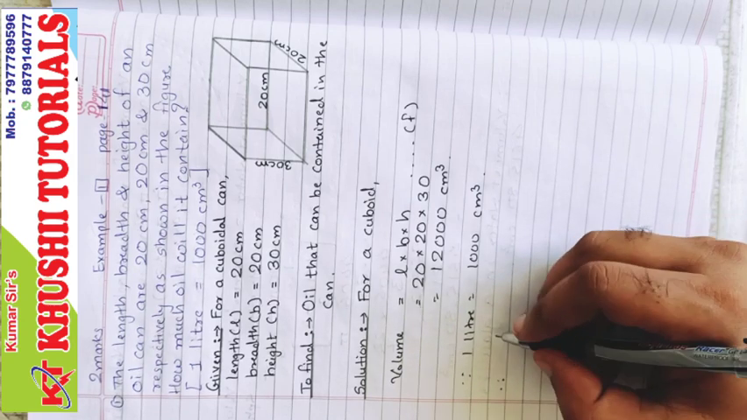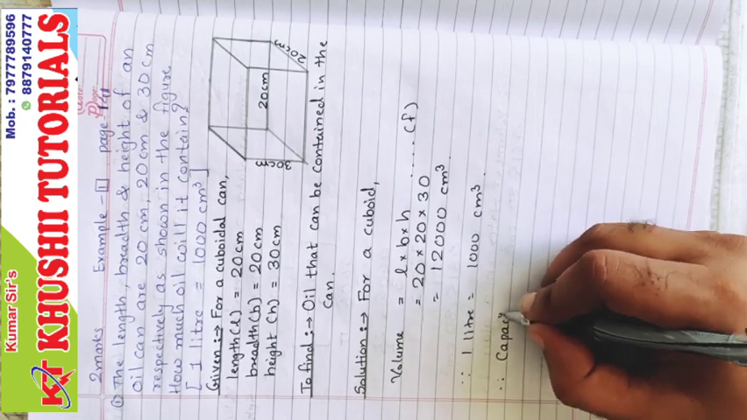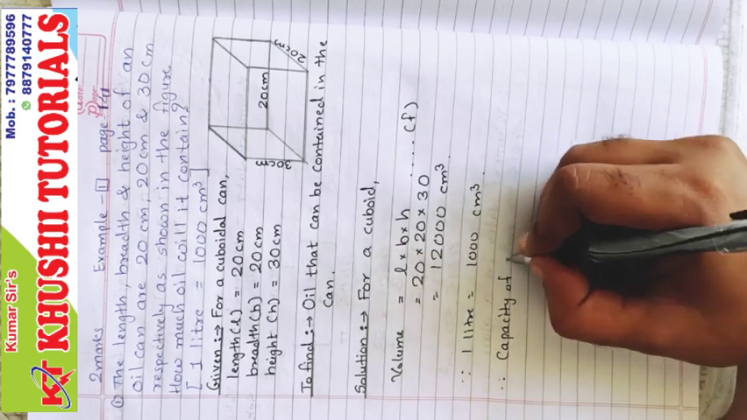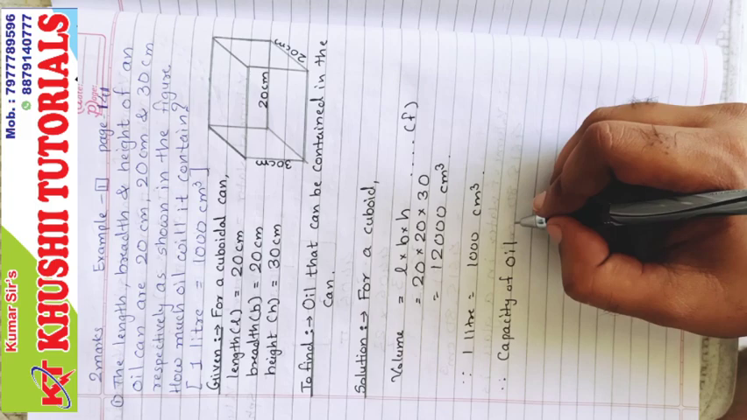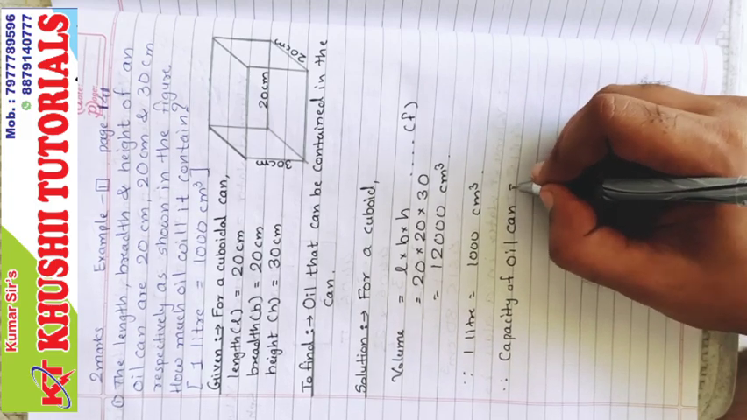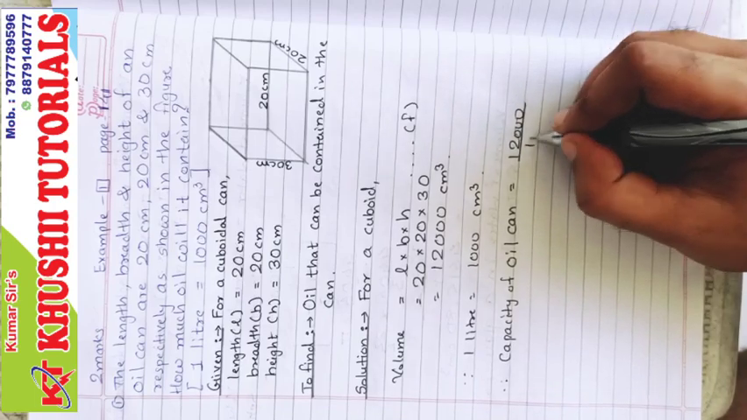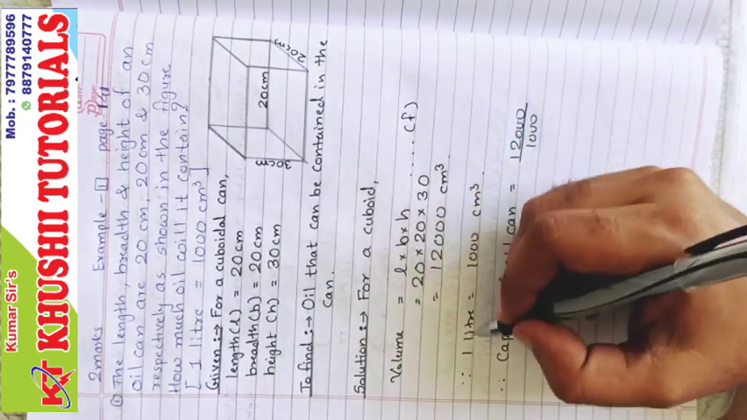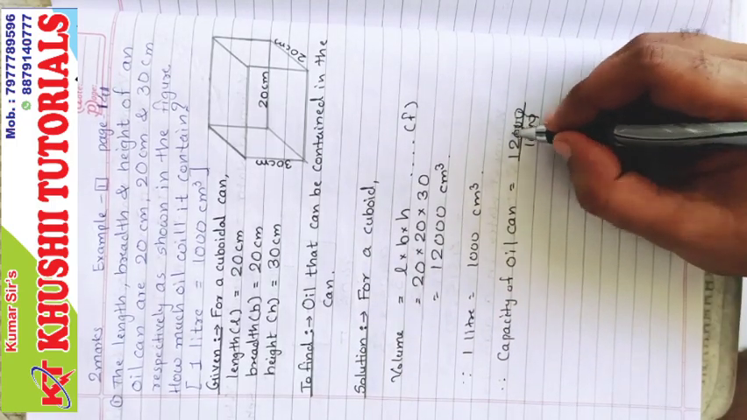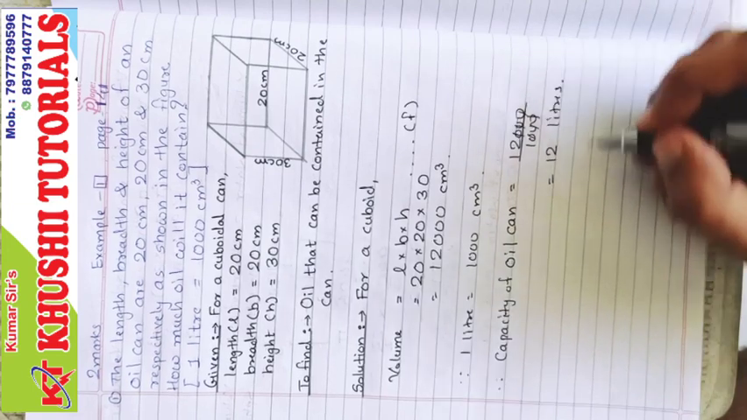therefore capacity of oil can equal to 12,000 upon 1000. 12,000 is the volume and we are converting into liters, so divided by 1000 equal to 12 liters.